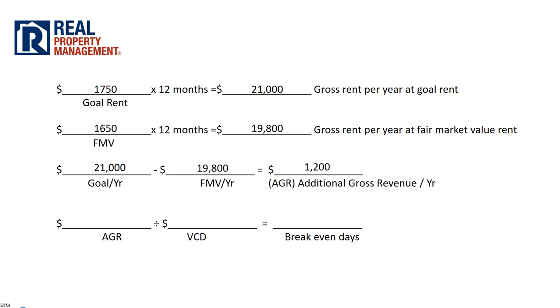Now here's where things get a little more interesting. I'm going to take my additional gross revenue per year and divide it by my vacancy cost per day of $68. It comes out to 17.6, but to keep things interesting, we'll simply call it 18 days. That means that in those 18 days, I will have used up the additional revenue from my higher rent price of $17.50 simply by sitting vacant, waiting for that higher rent price.